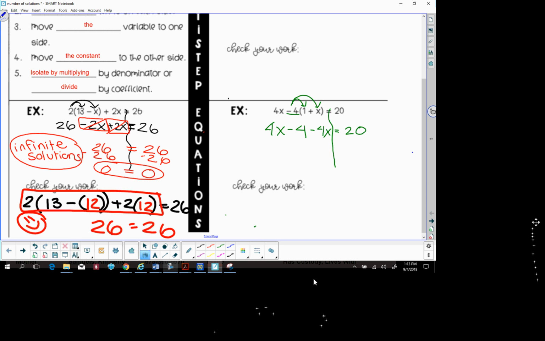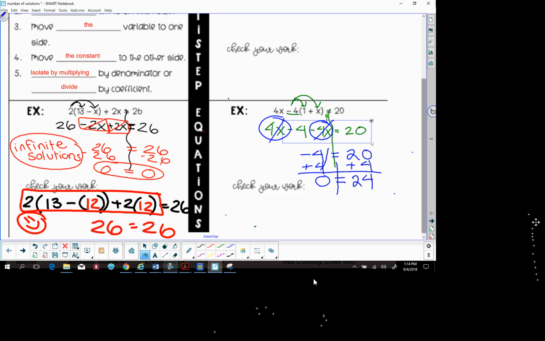Now, are there any terms here that I can combine? 4x. And don't drop that negative 4. What is 4 minus 4? 0. It crosses out. And you end up getting negative 4 equals 20. Now, how do you get 4 over there? Add to both sides. Not add 2, add what? Add positive 4, right? So we get the numbers all on one side. And you end up getting 0 equals 24.